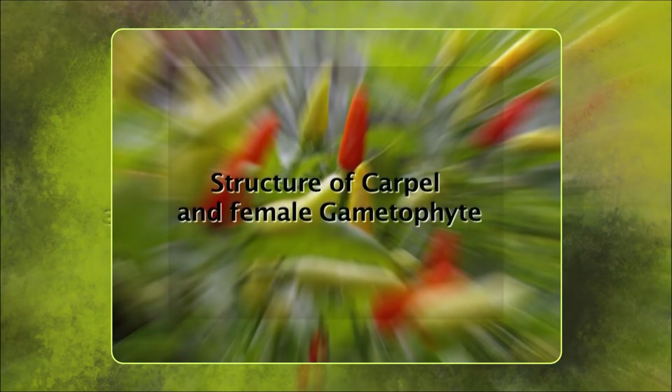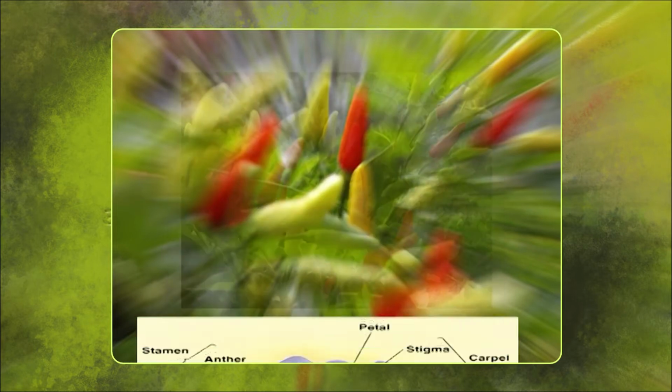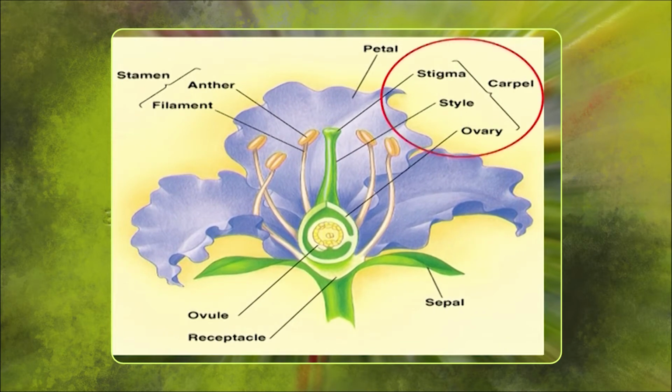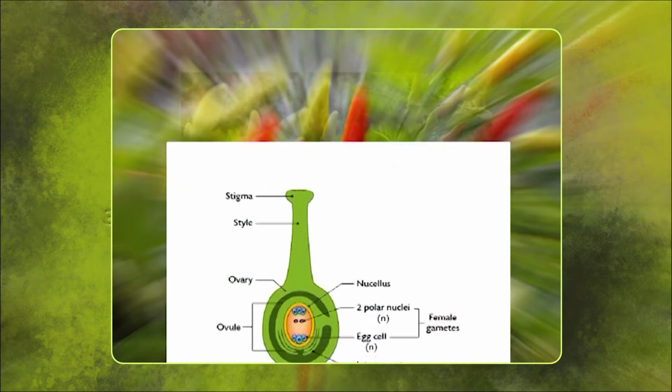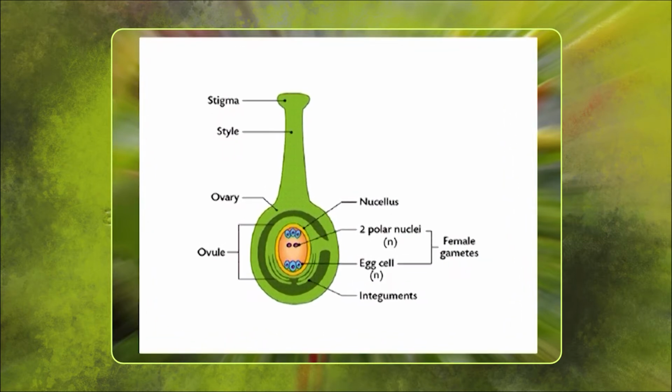Today we are here to discuss structure of carpel and female gametophyte. First, the structure of carpel. The carpel is the gross morphological part of the flower concerned with female sporogenesis and gametogenesis and is the homologue of the stamen. The carpel is a leaf-like organ composed of the ovary, style and stigma.